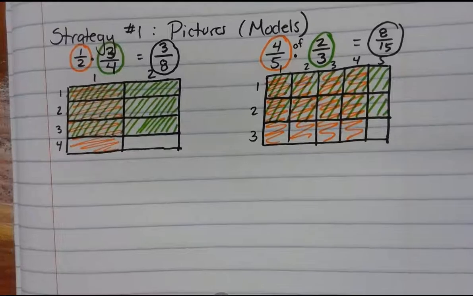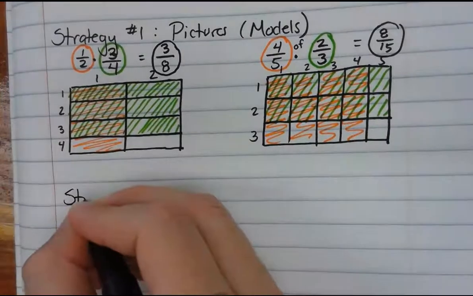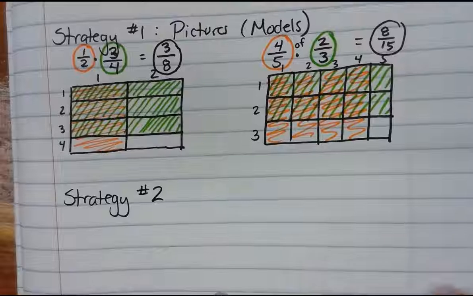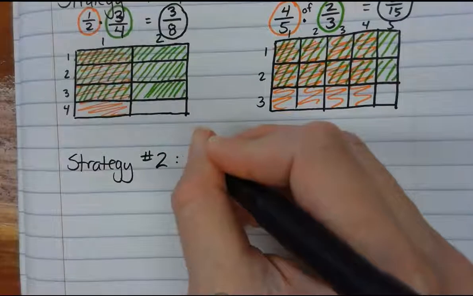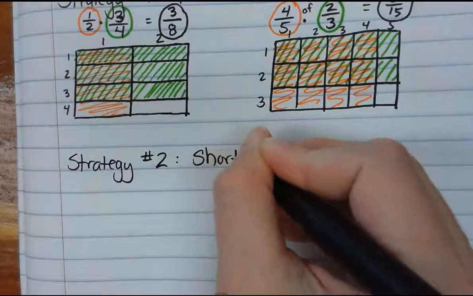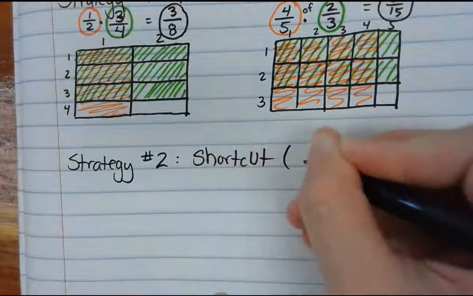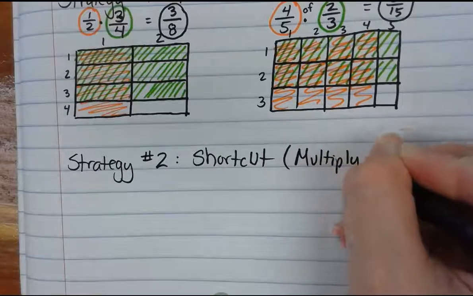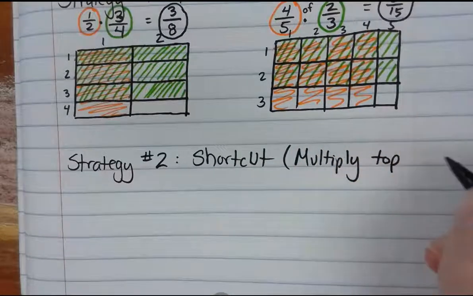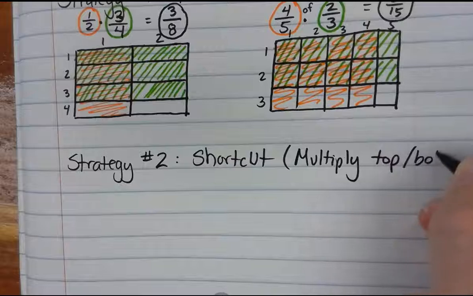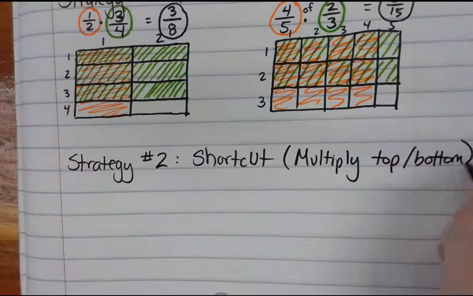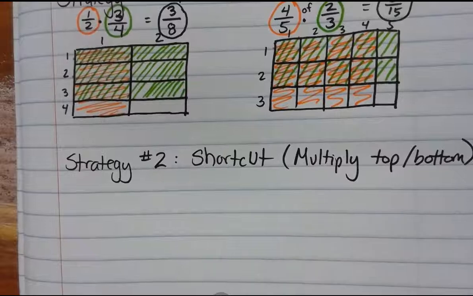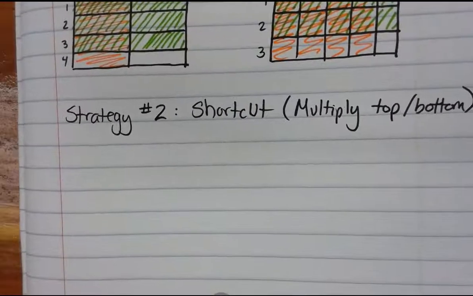So let's look at strategy number 2, which is the shortcut. And the shortcut is multiply the tops and the bottoms, aka multiply the numerators and multiply the denominators. So let's look at a couple of examples like that.